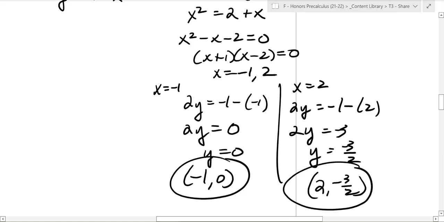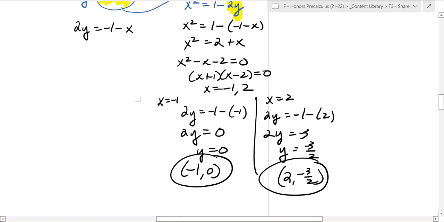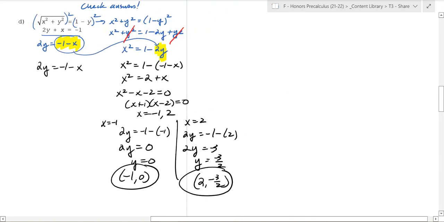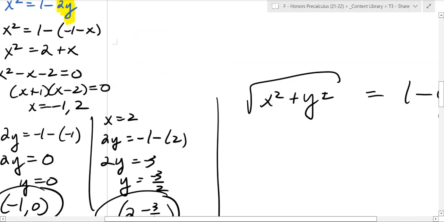But at the beginning there, what I said was we need to check these answers. You check these answers by plugging them in to one of them. Let's go to the first one here. So for example, we know that this has to be true: the square root of x squared plus y squared has to be equal to 1 minus y. So let's try both of these right here.